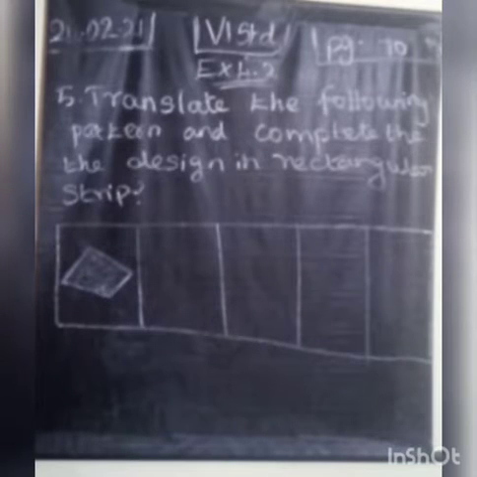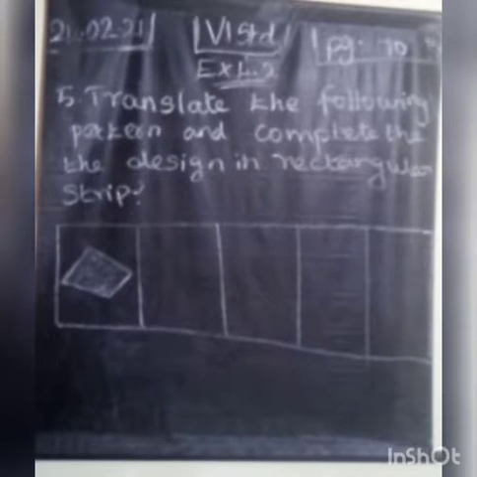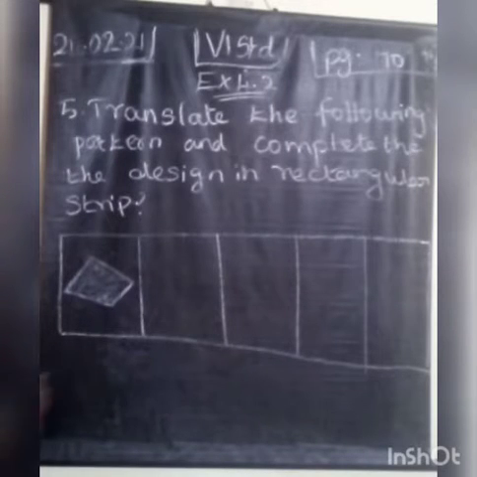What is the translational symmetry? A particular pattern or design continued throughout. Here the pattern changes its place without rotation or reflection. So the exact image is found without changing its orientation.